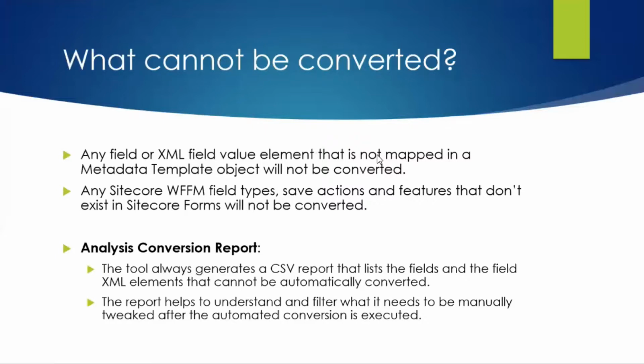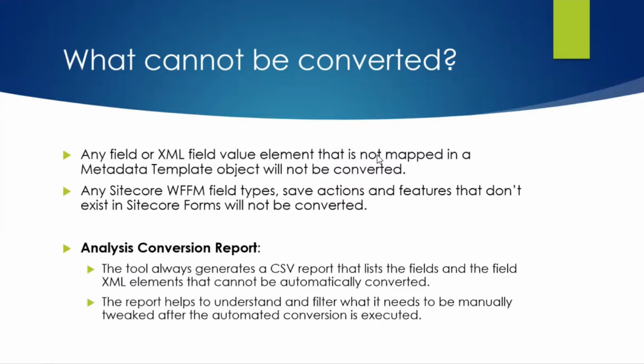And the extensions, I'll talk about in more detail later. But to support the developers and the business analysts to identify, okay, the tool made the migration, the conversion for me, created automatically all my new forms. But what did the tool miss? Well, the tool generates a CSV report, a conversion analysis report, where it lists all the fields for all the forms and all the elements defined in field values that the tool was not able to map. It wasn't able to convert.